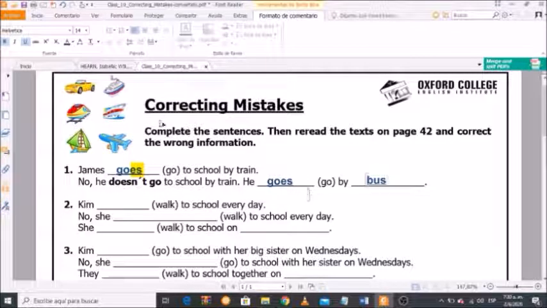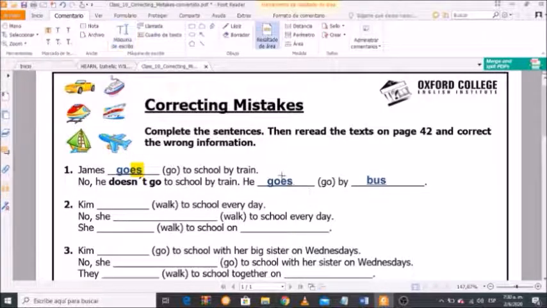Okay? Entonces, recuerden que para poder corregir esta oración, tenemos que fijarnos en los textos de la página 42. So, remember here, he goes by bus. ¿Ok? Entonces, presten atención en esta oración que para negar esta primera oración, es decir, para corregir esta primera oración, usamos la palabra doesn't. ¿Se acuerdan que en la clase anterior nosotros habíamos visto que para armar oraciones negativas íbamos a usar la palabra don't? Okay, now we are going to use the word doesn't. Ahora vamos a usar la palabra doesn't en lugar de don't y más adelante les voy a explicar por qué vamos a usar la palabra doesn't.